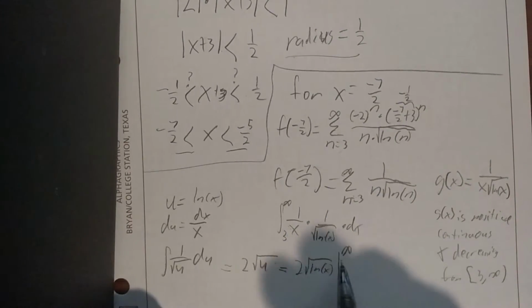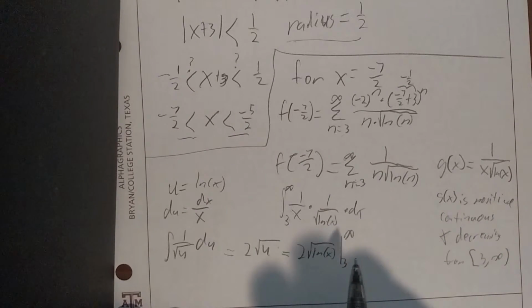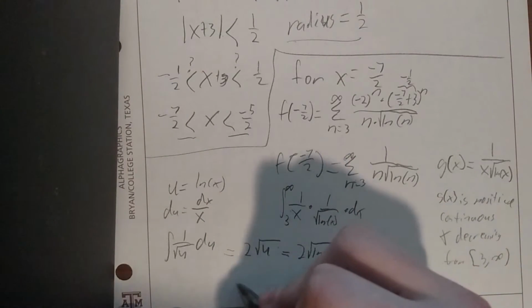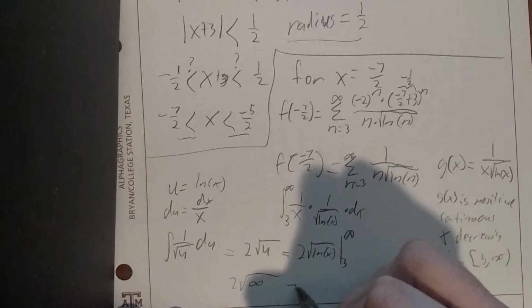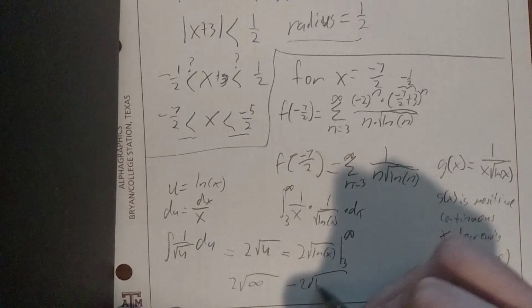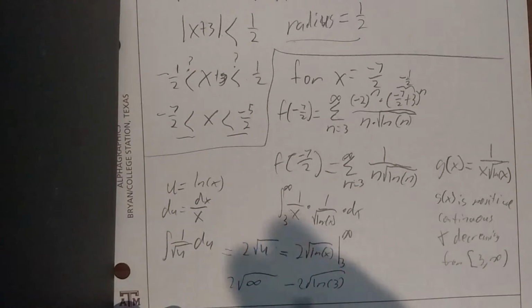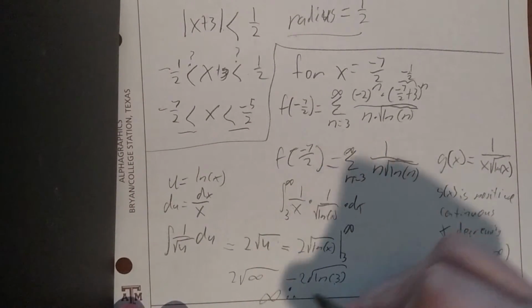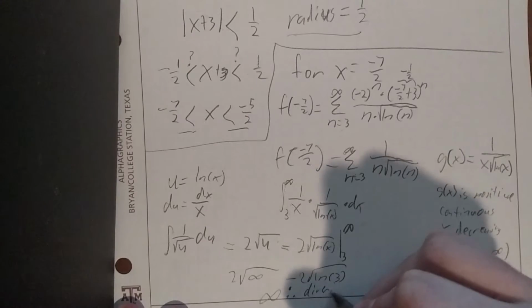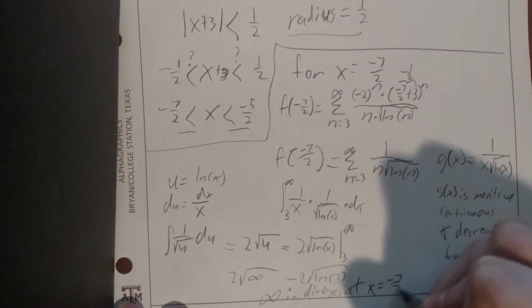And then we can see, when we plug in these bounds, we get 2 times the square root of infinity, which is infinity, minus 2 times the square root of the natural log of 3, which is finite. So infinity minus a finite number is infinity. So therefore, it diverges at x equals minus 7 halves.